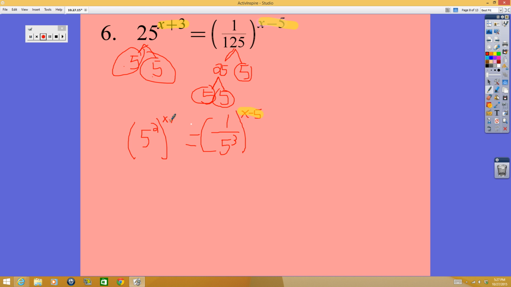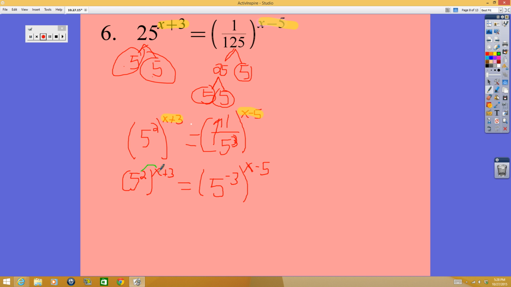X plus 3. Let me just highlight it so you can see the color. Okay. I've actually got to move this guy up before I start doing my distributive property. So let me write that again. 5 to the 2, x plus 3. I'm just writing this side again, guys. Equals. This side is going to be 5 to the negative 3, because when you cross the line, you change the sign. X minus 5. Alright? Cool.